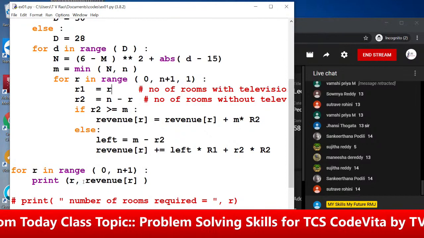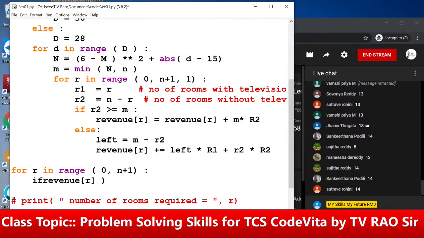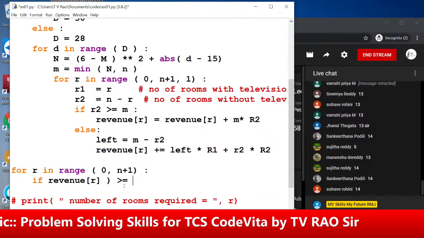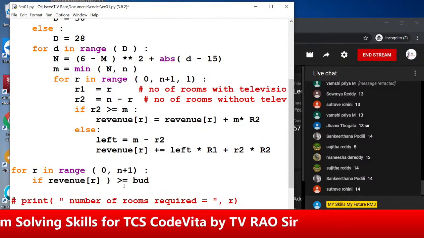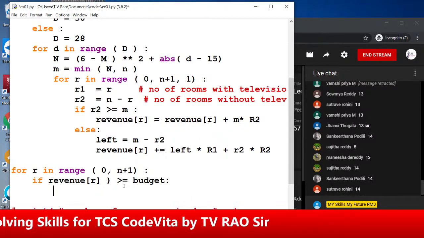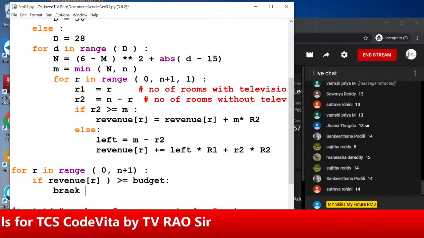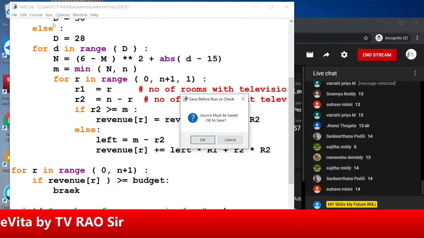Okay. Now what is the condition? If this revenue is greater than or equal to the budget, then break the loop and print R.